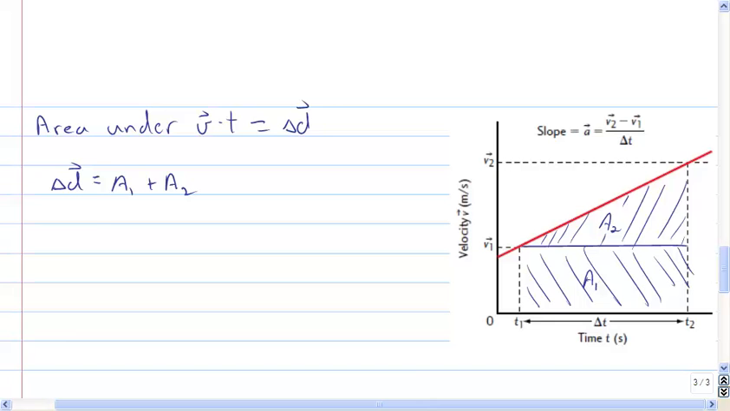Now area 1 is half base times height, so it's going to be 1/2 times V2 minus V1. So this is the delta V. So delta V is equal to V2 minus V1, that's the height, times delta T, which is our base. And then area 2 is just going to be V1 times delta T.